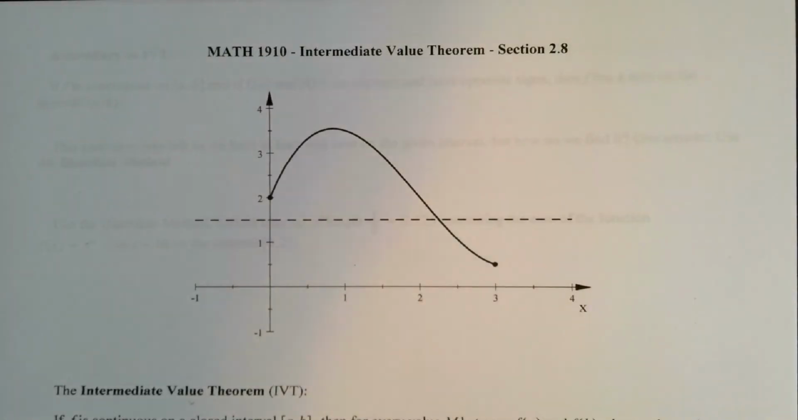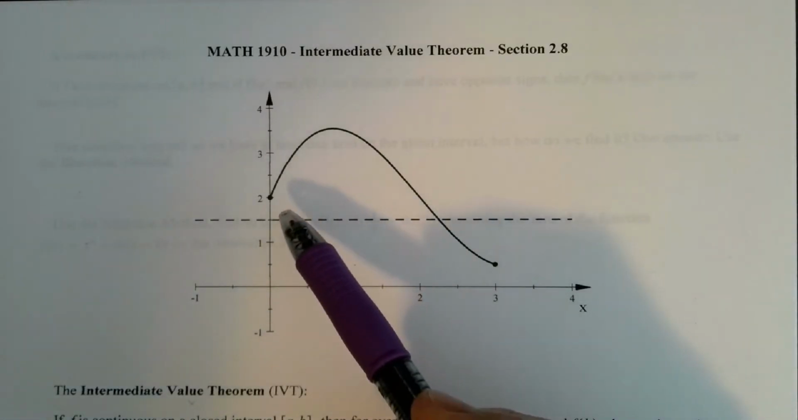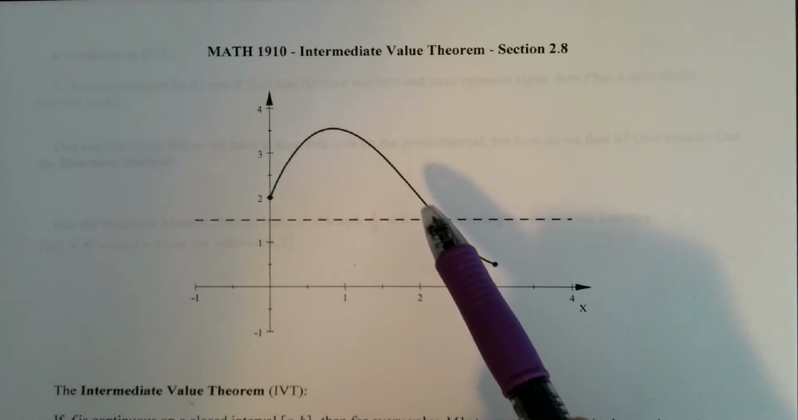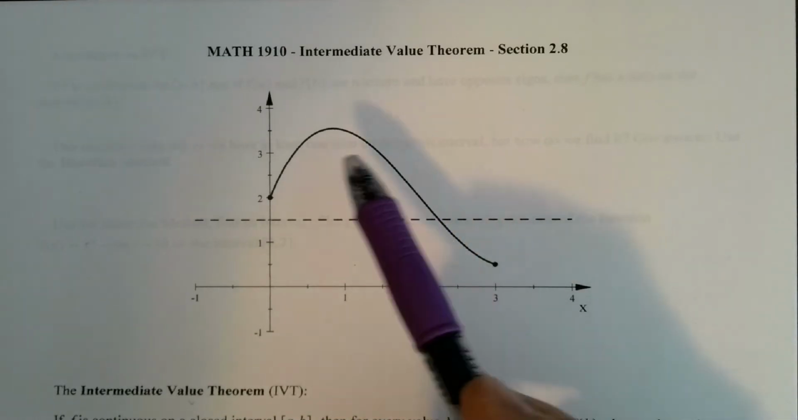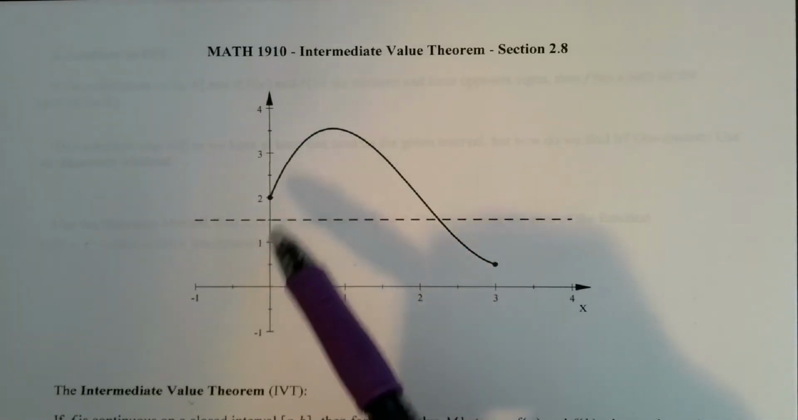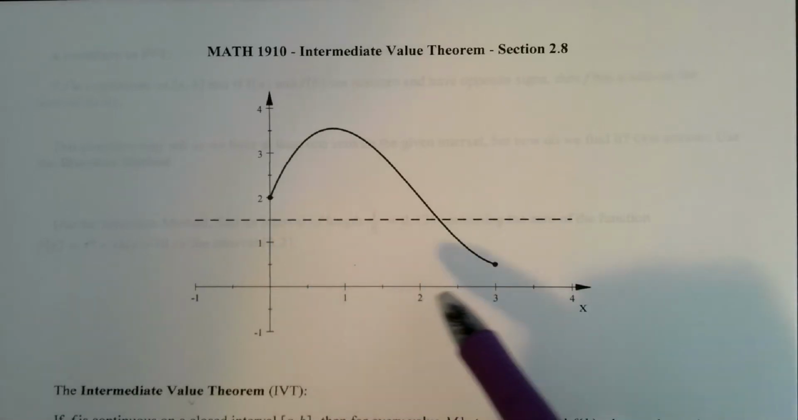All right, today we're going to look at the intermediate value theorem, and it's a fairly obvious theorem, and we're going to illustrate it just with a graph of a particular function, and then we'll give the actual theorem itself. So here's the graph of a function. Notice this function is continuous on the interval from 0 to 3.